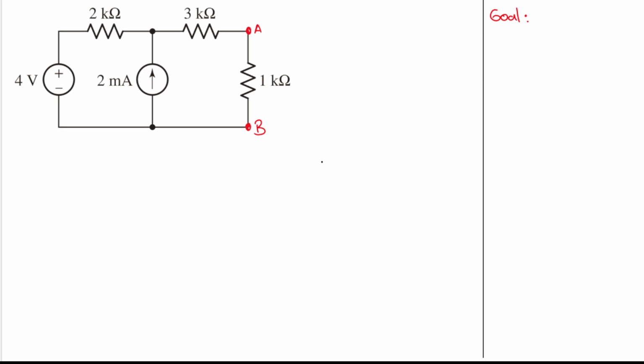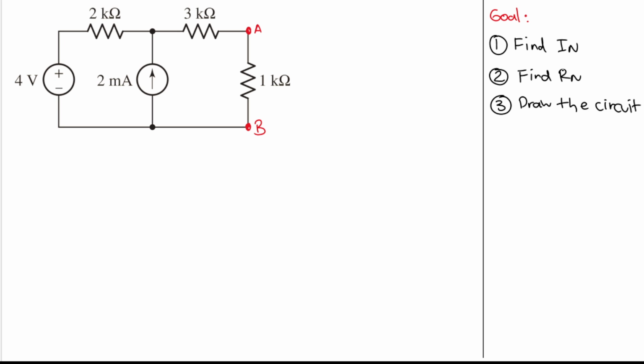And what is the goal of Norton equivalent? We need to find two things. The first thing is to find the Norton current, IN, and the second one is to find the Norton resistance, or RN. After that we can just draw the circuit, which is goal number 3. Draw the circuit. Okay, and how to do that? Let's do it one by one.